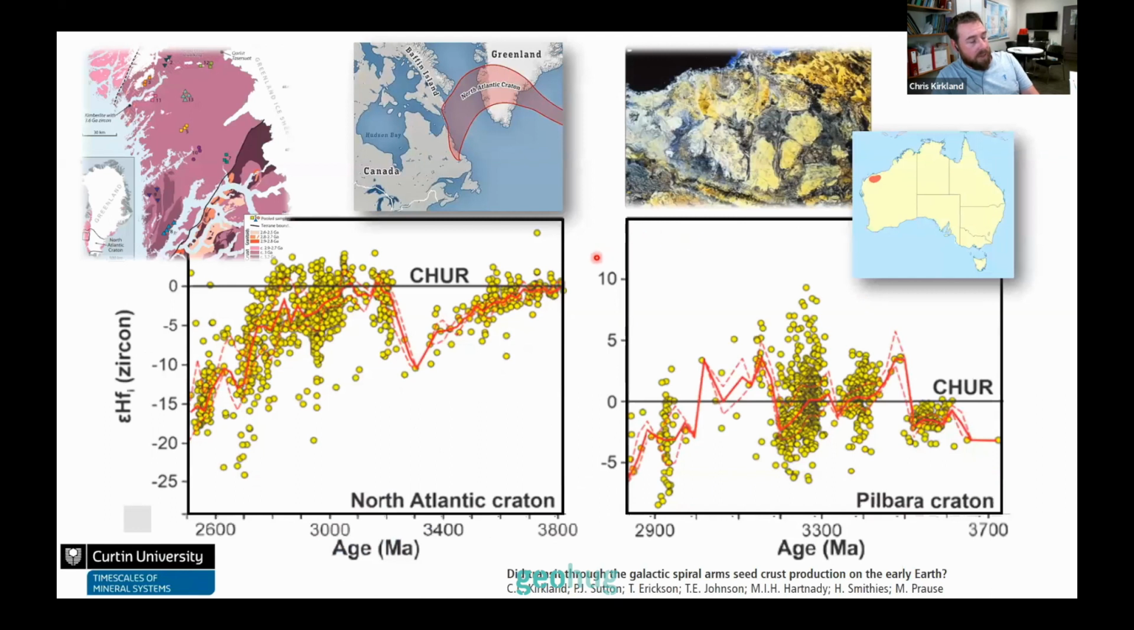So let's go and play this game in two different places. Let's go to the North Atlantic craton, that's been regarded as a good study area for early Earth subduction processes. And let's go to the Pilbara craton in Western Australia, which is regarded as the archetypal example of vertical tectonics. So not horizontal processes, not subduction, but a sagduction style. So two kind of different tectonic regimes on the early Earth.